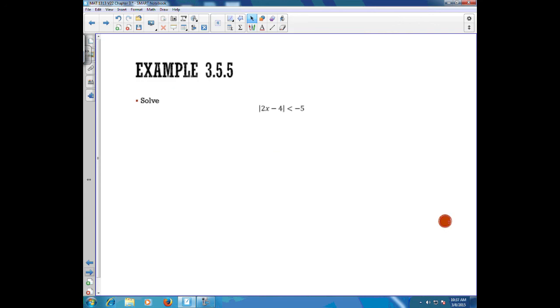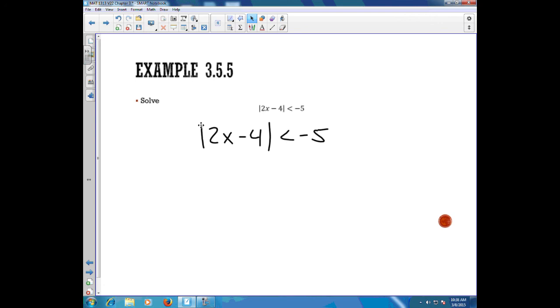Finally, let's try one more example. And this is a very quick example. Here we have the absolute value of 2x minus 4 is less than negative 5. Now, although this looks like the other problems that we've worked, there's one major difference. We have an absolute value that's less than a negative number.